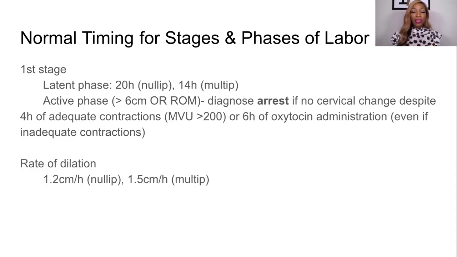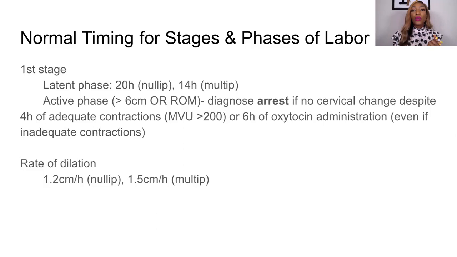The active phase is when you're going from, remember, 6 centimeters to rupture of membranes. So we actually count active phase also with rupture of membranes, even if it happens spontaneously, versus if we augment, or do what we call an amniotomy, where we use a little hook and break the bag of water to help augment labor or induce labor, depending on when it's done. Most of the time it's used to augment labor.